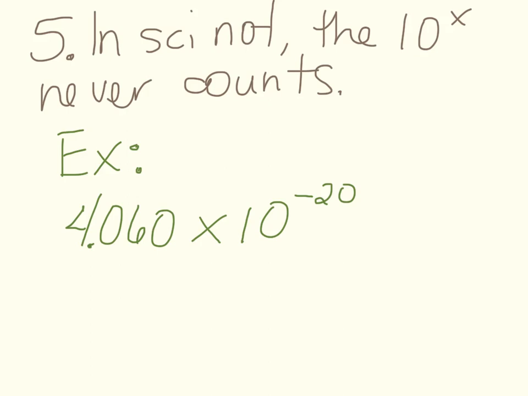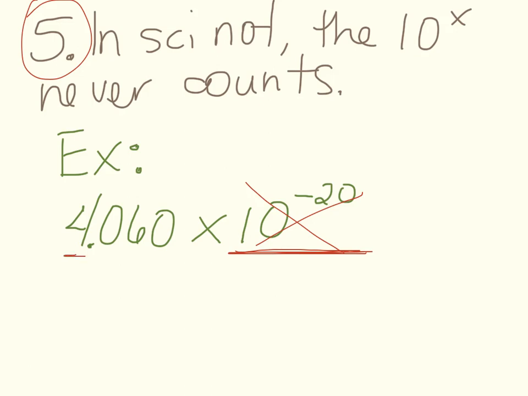Okay, so the very last rule is rule number 5. When we're looking at scientific notation numbers, the only part that we don't count as significant for sure is going to be the 10 to the exponent. So looking at this, we're just going to ignore this whole part. That is part of the number, but when we're counting sig figs, it won't count.